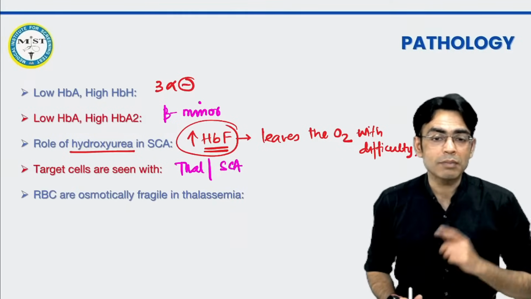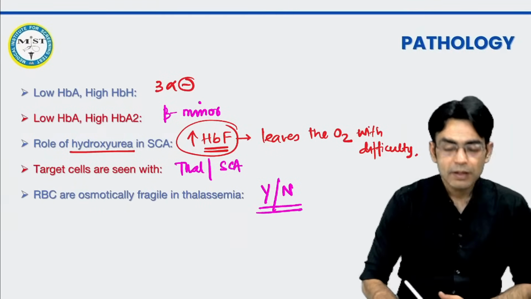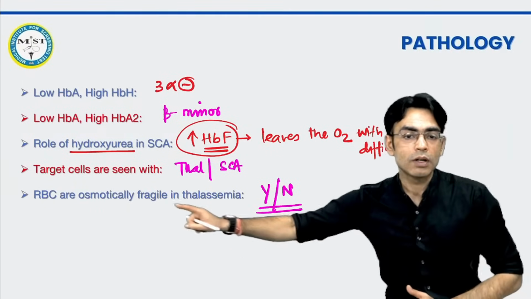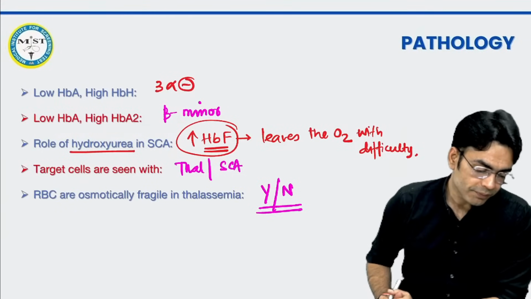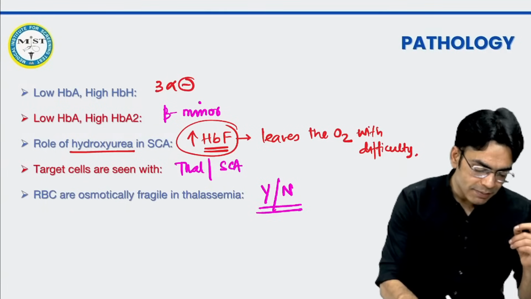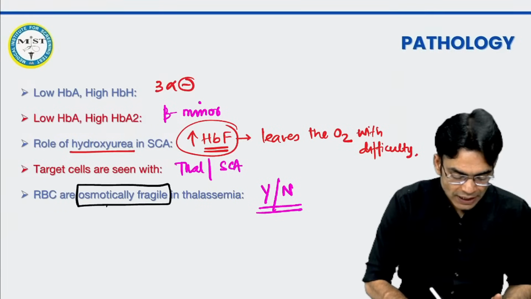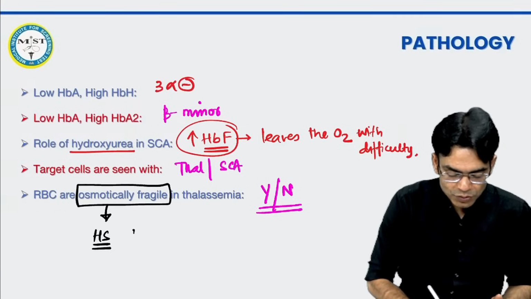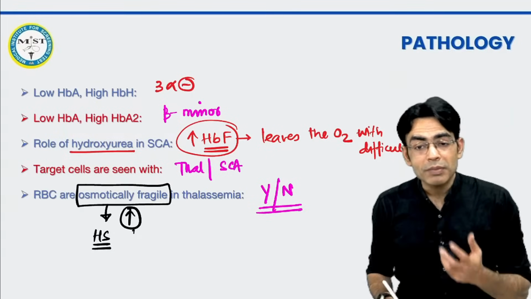And are RBCs osmotically fragile in thalassemia, yes or no? Please give me the answer in yes or no. Are the RBCs osmotically fragile in thalassemia? वेरी गुड बेटा. थैलेसीमिया के अंदर ना फ्रैजिलिटी इंक्रीज नहीं होती है. ऑस्मोटिकली फ्रेजाइल आर सीन विद हेरिडिटरी स्फीरोसाइटोसिस, in which the fragility is increased. थैलेसीमिया में प्रॉब्लम क्या होता है?